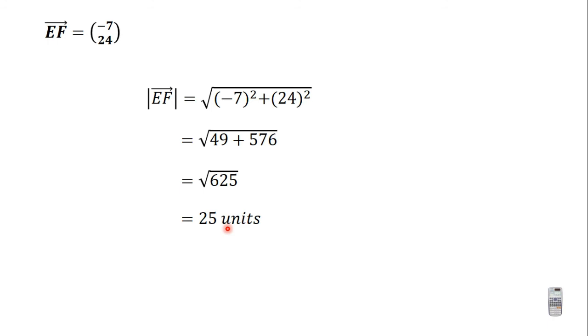So the most important thing you need to know here is that, one, the magnitude of a vector is given by square root of the x component squared plus the y component squared. And when you are squaring the x component and the y component, if one of them is negative, put that component in a bracket before you square it.